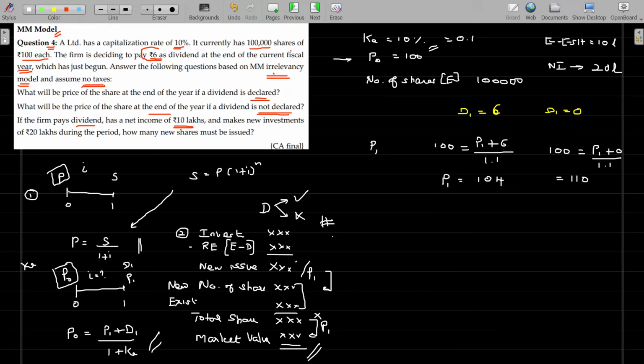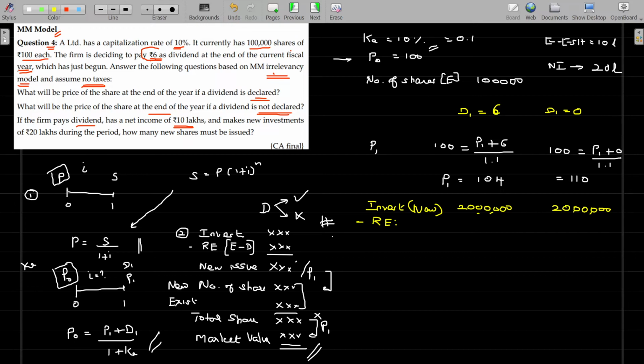What is the further investment required? Whether you pay the dividend or don't pay the dividend, your expansion purpose needs around 20 lakhs to be invested. So here 20 lakhs, there 20 lakhs. From that, we have to subtract retained earnings. Retained earnings should be subtracted.